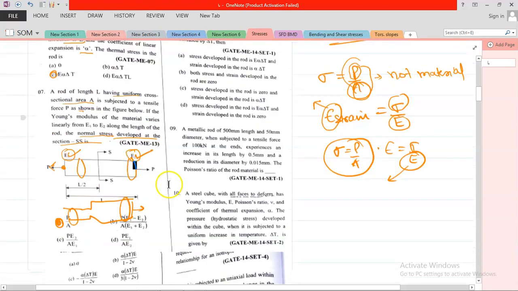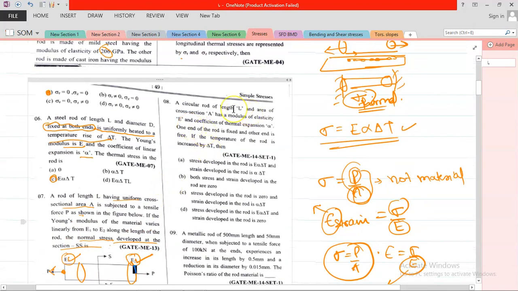Okay. Now the next question is, a uniform circular rod of length L and area of cross section A has modulus of elasticity E and coefficient of thermal expansion alpha. One end of the rod is fixed and the other end is free. Now again the same kind of question, here about thermal stresses. You can see how the variation is. If the temperature of the rod is increased by delta T, then what will happen?